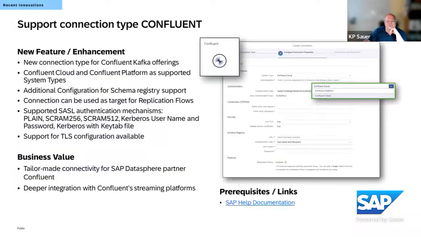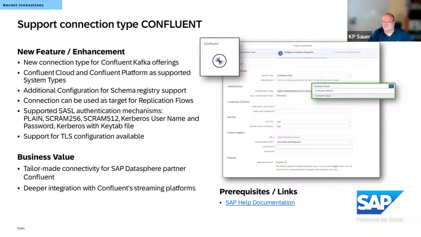From a data integration perspective, the first major feature that we can offer now is a better integration with Confluent Kafka offerings. First one is that we are introducing a new connection type, which you can see here. It's simply called Confluent, which is tailored especially to this specific Kafka offering. It's possible to connect either to Confluent Cloud or the corresponding on-premise Kafka offering of Confluent, which is called Confluent Platform.